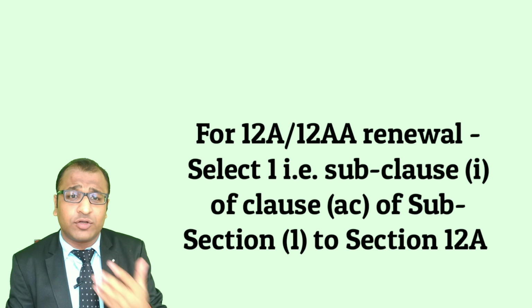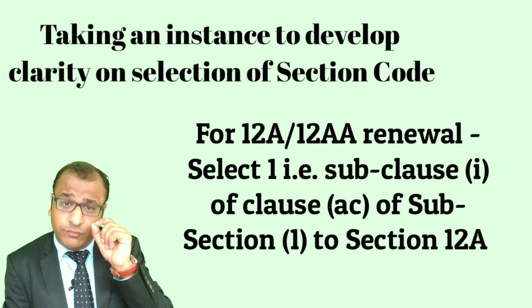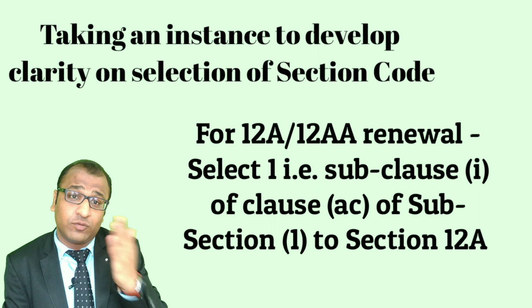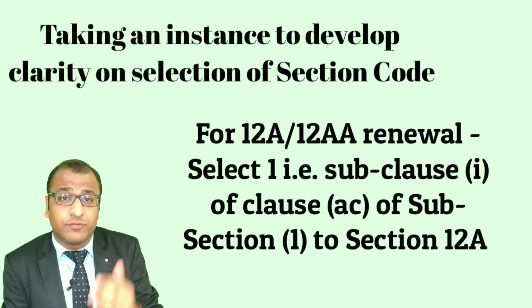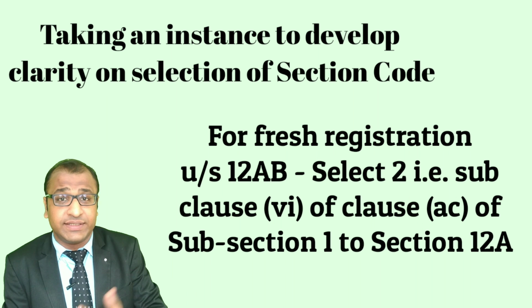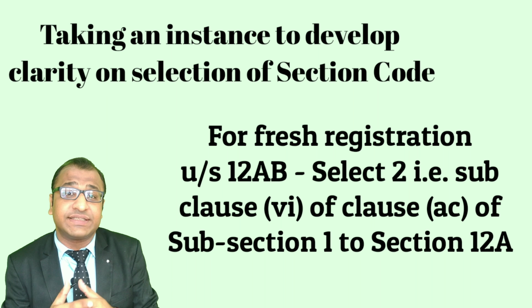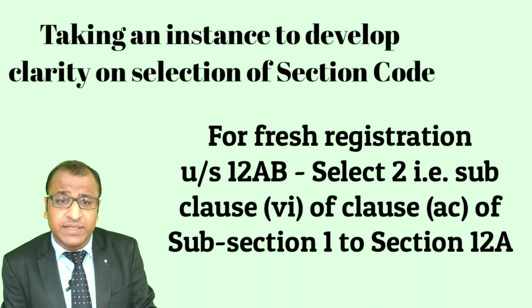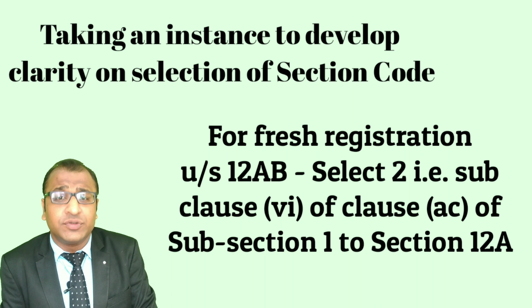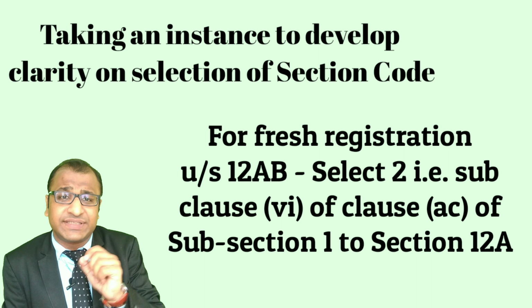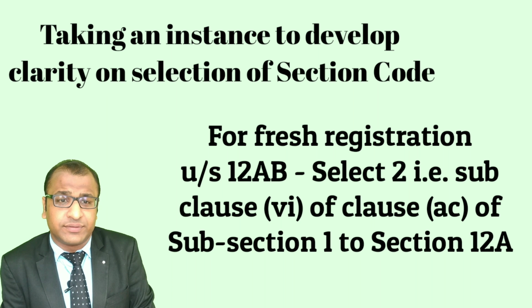Taking one example for section code, for 12A or 12AA renewal, select 1, that is subclause 1 of clause AC of subsection 1 to section 12A. For fresh registration under section 12AB, select 2, that is subclause 6 of clause AC of subsection 1 to section 12A. Similarly, the code applicable to you based on the section for which the application is being filed needs to be selected in this option.